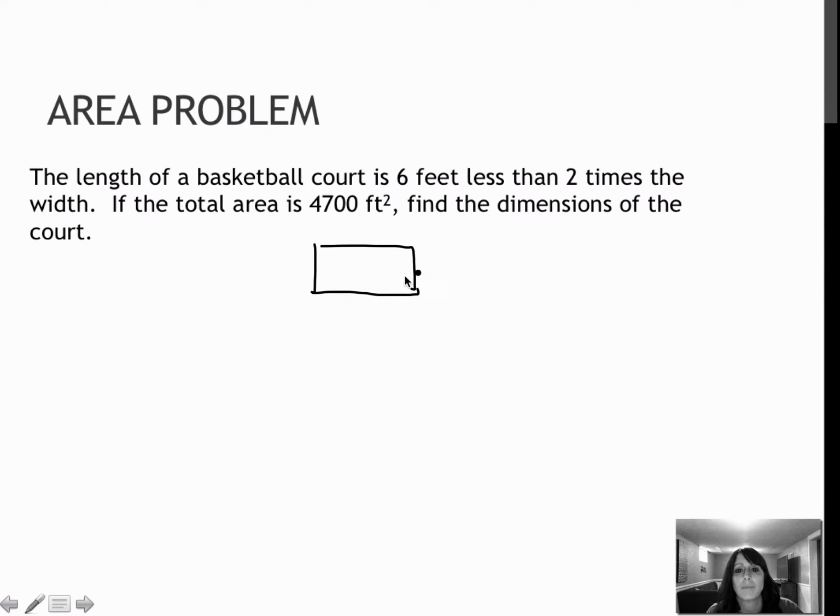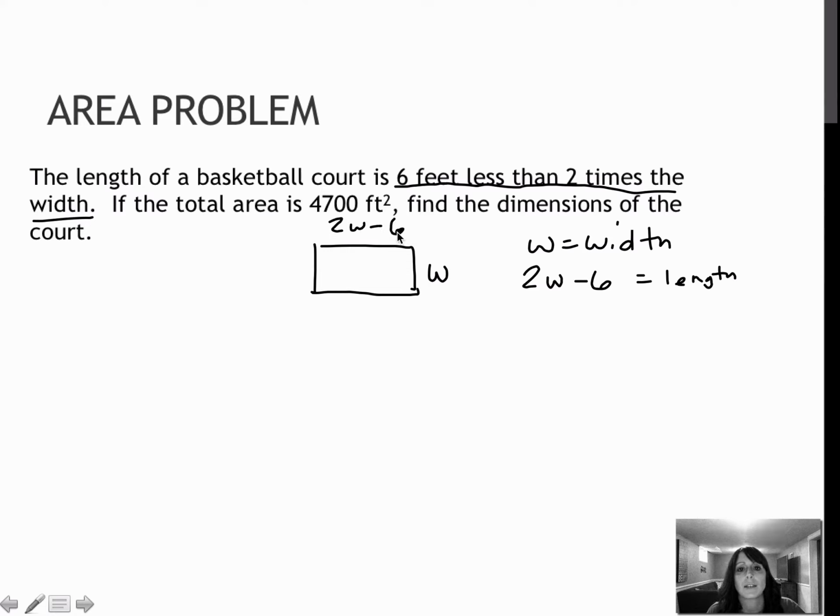So I'm going to say that the width is W, and I'm not going to say that the length is L, because if I have two variables, I can't solve unless I have two variables with two equations. So I'm going to write my length in terms of the width. The length is 6 feet less than 2 times the width. So if I take 2 times the width, then I take 6 away, that should be the length. Again, I got that from here, 6 feet less than 2 times the width. That's where I came up with length. So this is 2W minus 6.